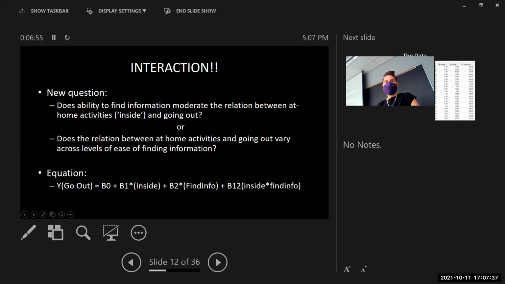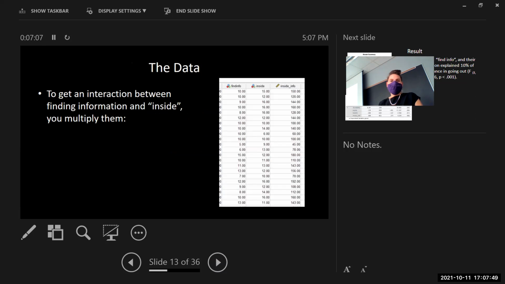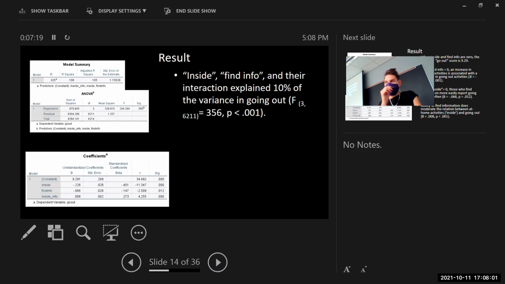So here's my equation. You'll see it looks just like what we had before, only now we aren't going to have to worry about those confusing zeros anymore, like we were before. Yay. So here I've just shown you what the multiplication looks like to multiply inside by find info. We get a multiplicative variable. In GLM, it does that for you automatically, so you don't even have to worry about that.